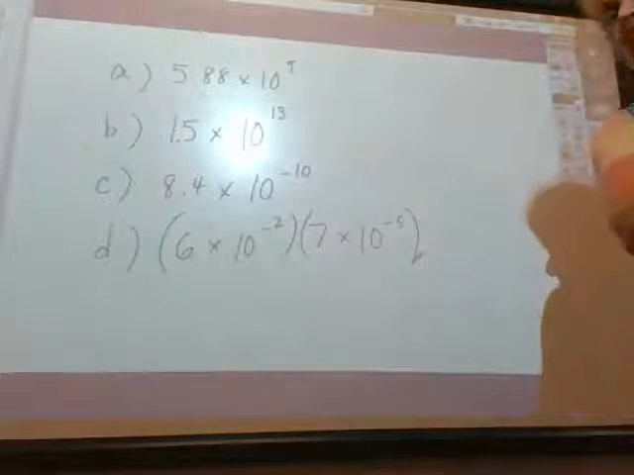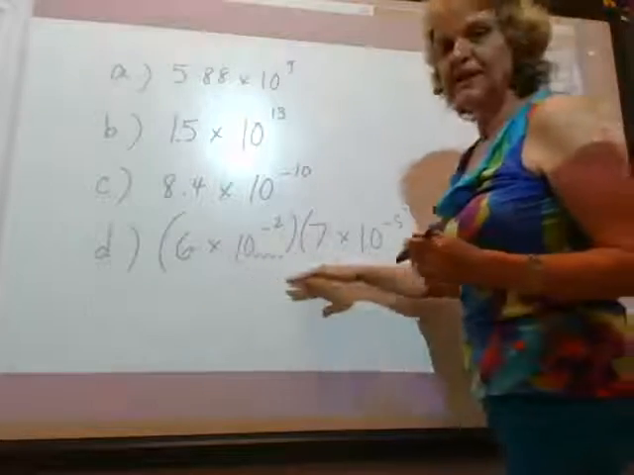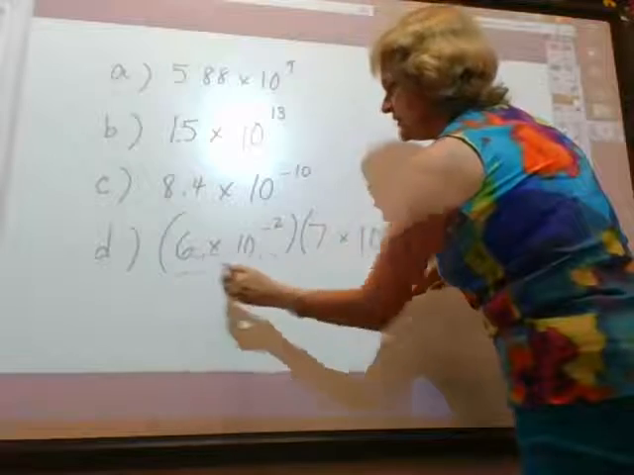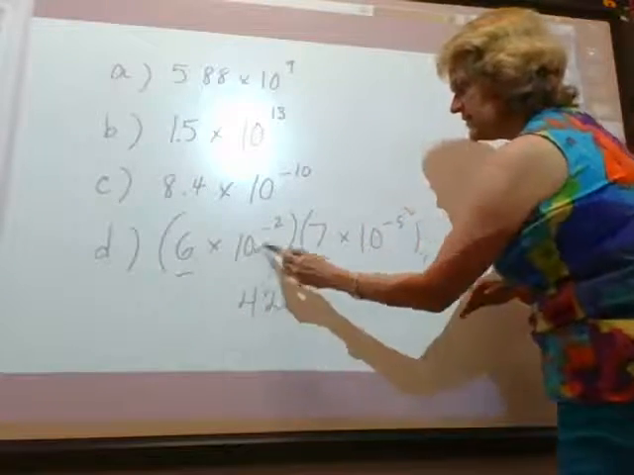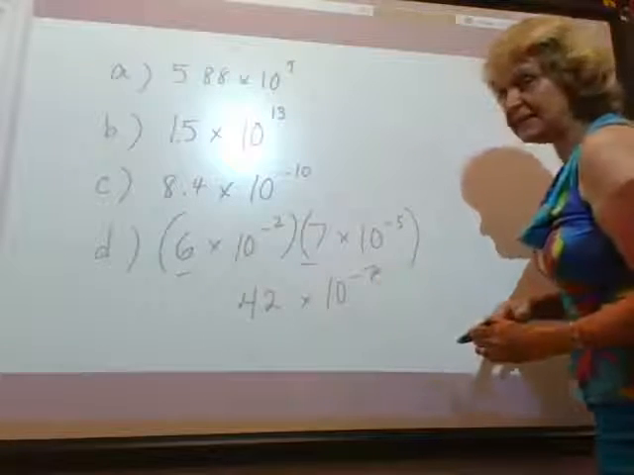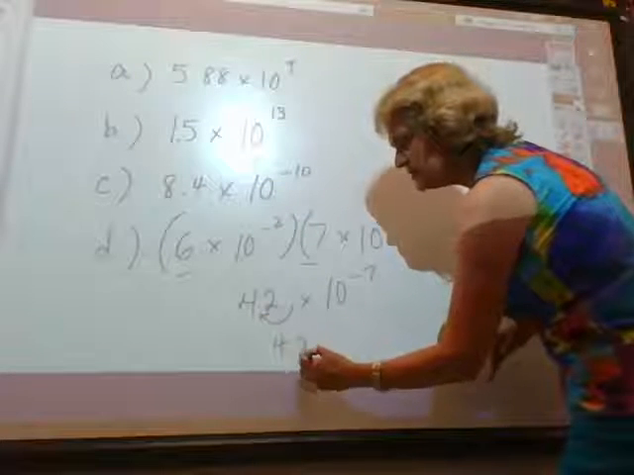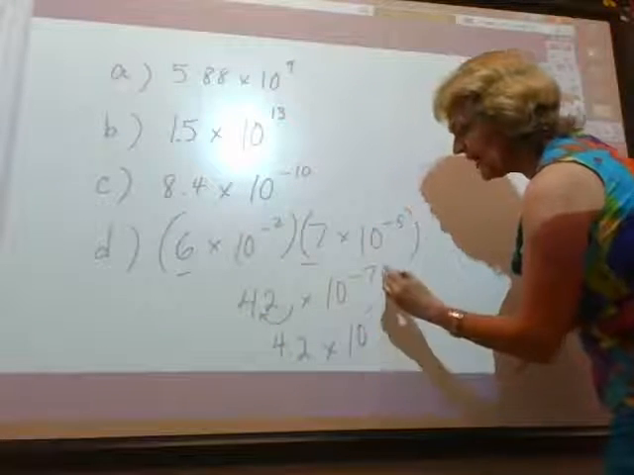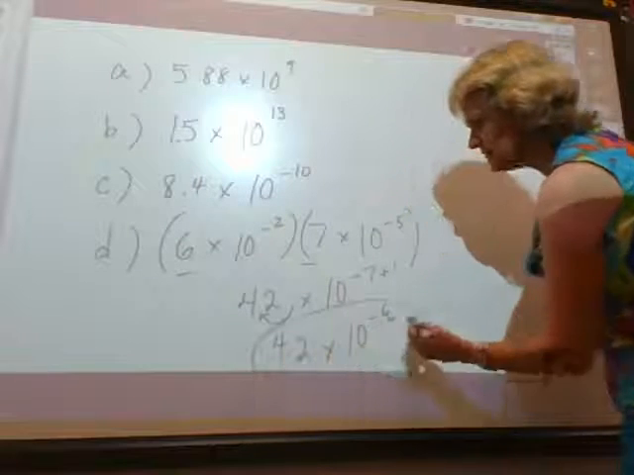You do not have to do E. Oh, you're not quite finished. So I'm going to go ahead and show D just in case you need a little boost. So 6 times 7 is 42, times 10 to the negative 7. I'm adding the exponents, but this is not in proper form, so I have to move 1 to the left, which will add 1, and that will be negative 6.